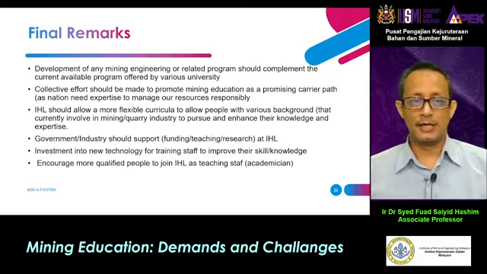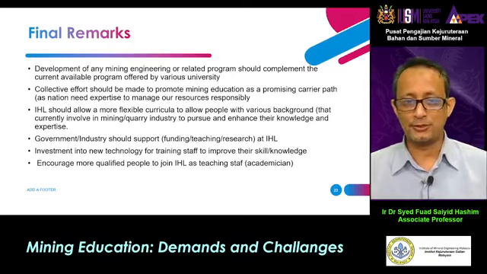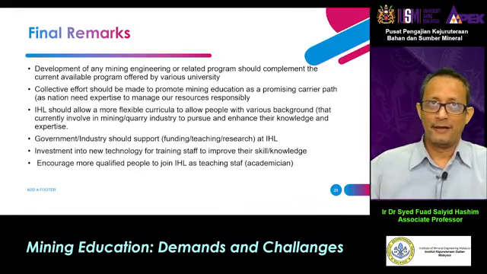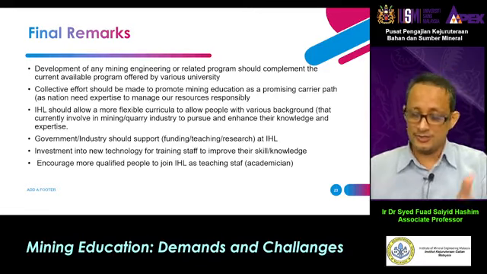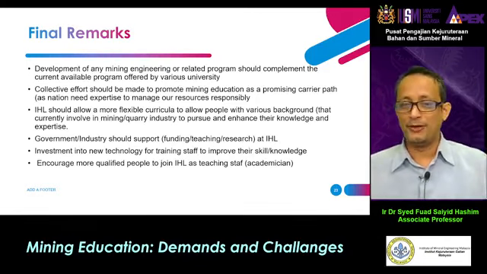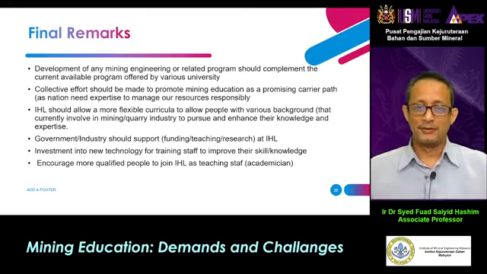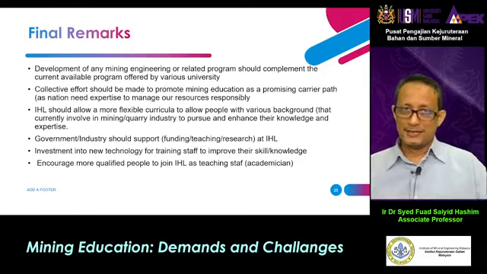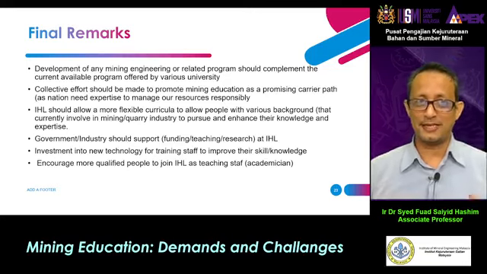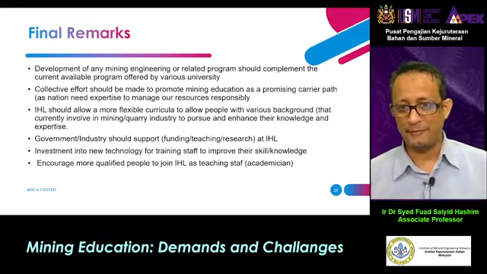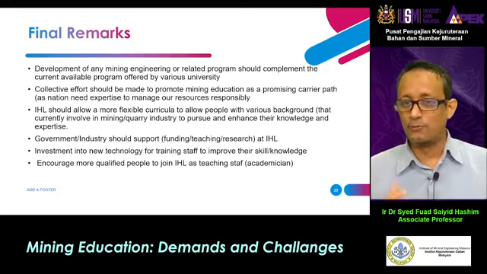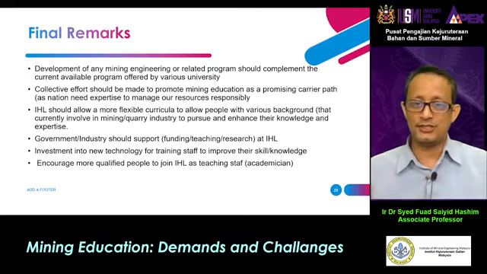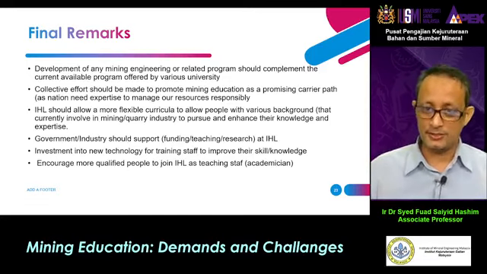And of course, encourage more qualified people to join institutes of higher learning as teaching staff, as academicians, to solve the issue of lacking academicians, not just in Malaysia but around the world. Around the world are having such a problem as well. Not many people are into academics. I might be passionate in my teaching as an academician in terms of mining education per se, but I need more people to be groomed to also have the same spirit of getting the right people as teaching staff in the university.